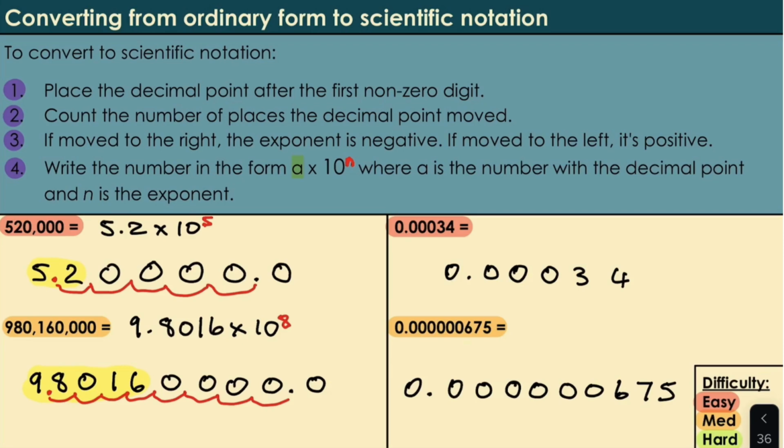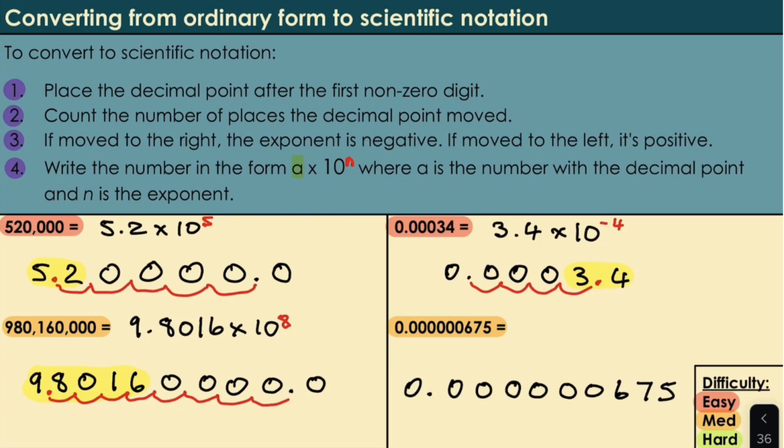We have a very small value. Step number 1, put our new decimal point after the 3. A component is 3.4, so I can write my 3.4. Next, I have to work out the power component. How many places has the decimal point moved? 1, 2, 3, 4. 4 to the right. That means it is 10 to the power of negative 4 because it is moved to the right. And there is my final answer.